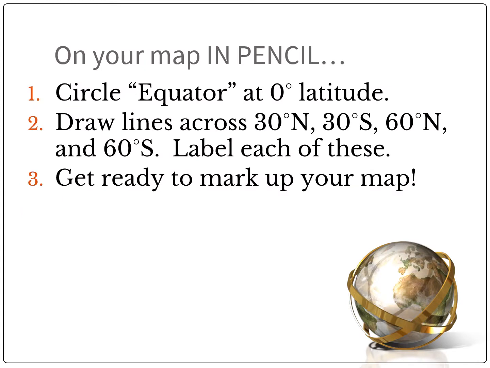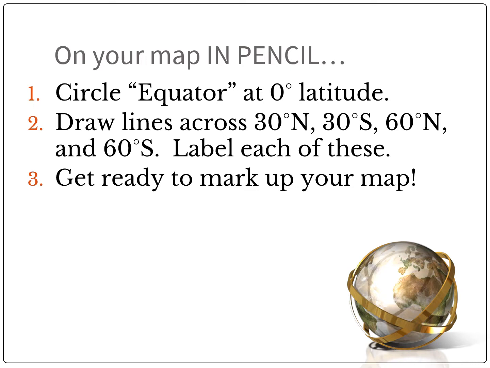All right, make sure you have your map in front of you and you are ready to go. The first thing you're going to do is you're going to circle the word equator. You'll find it's at 0 degrees latitude. So I just want you to take your pencil and circle the word equator. You can also highlight it if you want to.